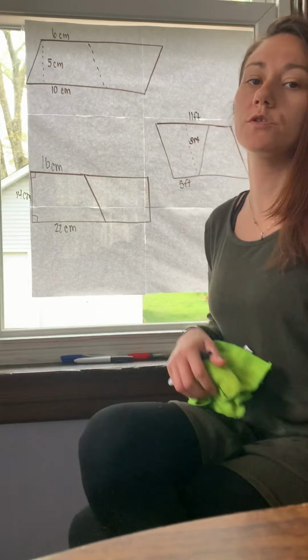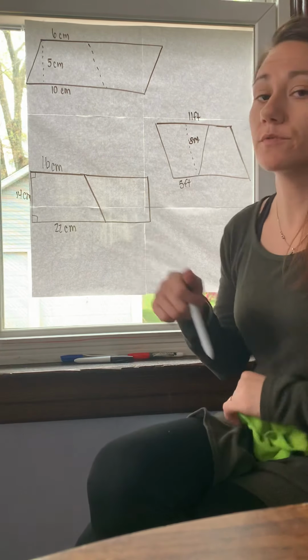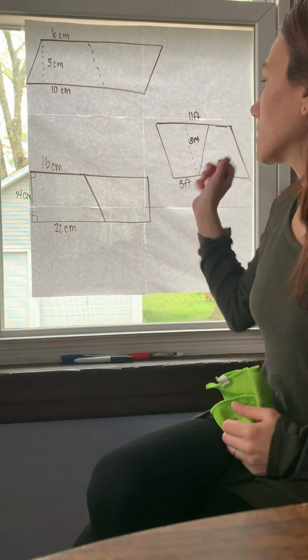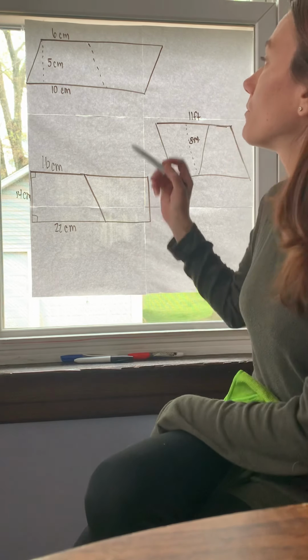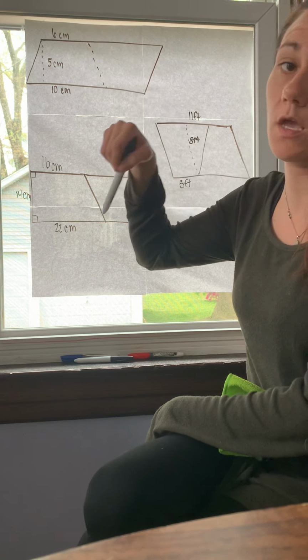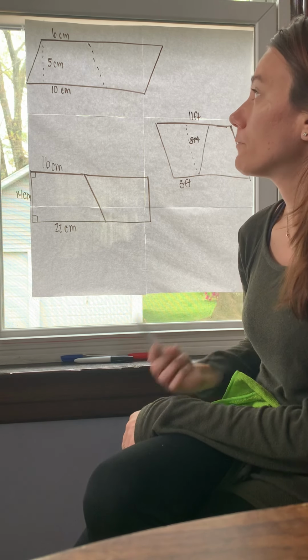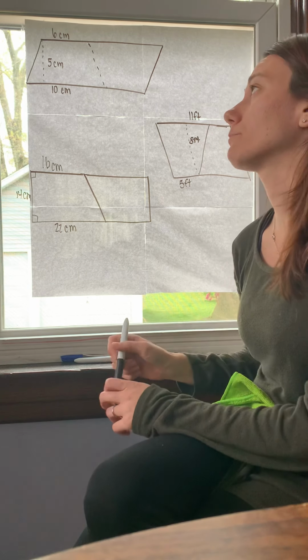Boys and girls, today I'm going to show you how to find the area of a trapezoid as it relates to a parallelogram. So I have 3 different shapes up here, but we're only going to find the area of the trapezoid in these parts. The area of a trapezoid is close to the area of a parallelogram.